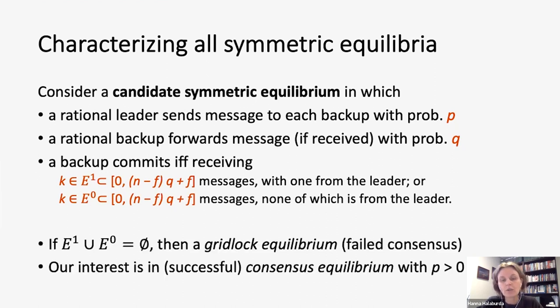So what we find is that a so-called gridlock equilibrium always exists. This is an equilibrium where nobody ever commits, no matter how many messages they receive. That is an interesting finding, because it means that we can always have stalled blockchains. And it's pretty amazing that a lot of them are not. We are interested in conditions under which we actually do have consensus equilibria, which are successful consensus equilibria that help the blockchain progress.